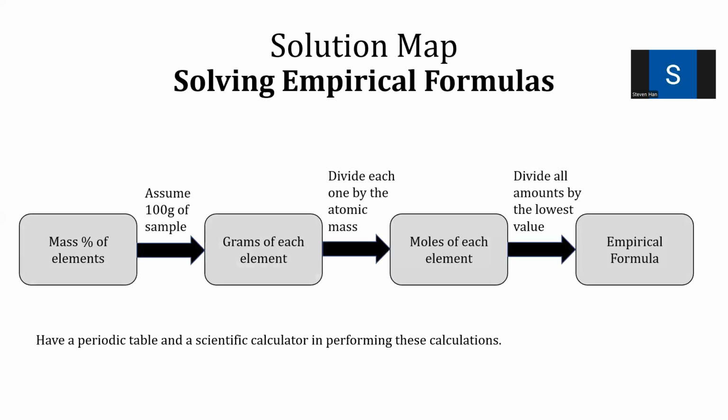The solution map shown here provides a path to solving empirical formulas using the following steps. Take the mass percent of each element and assume that there are 100 grams of the sample. Then express the percentages as the mass of each element in grams. Take the mass of each element and divide by the atomic mass of each element to acquire the moles of each element. Create the pseudoformula by taking each element's amount in moles and dividing by its lowest amount in moles to eventually determine the empirical formula of the compound.